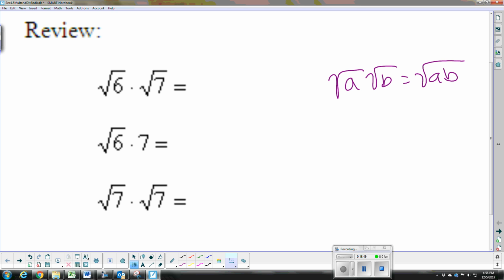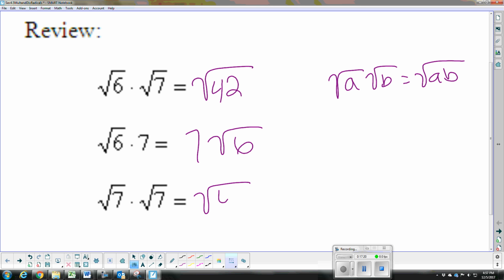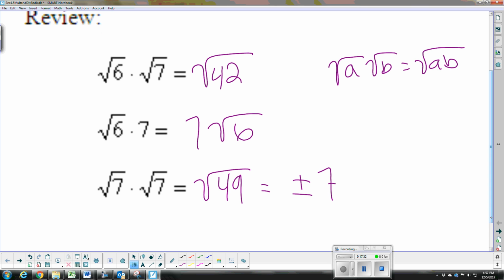All right, so what's 6 times 7? That's 42. So the square root of 6 times the square root of 7 is the square root of 42. That's as simple as it gets. We can't simplify that any further. There are no perfect squares. For the second one, we've got the square root of 49, which is just 7 times the square root of 6. And for the last one, we've got the square root of 7 times the square root of 7, which is the square root of 49, which is plus or minus 7. So don't forget that when you simplify radicals, you have plus or minus.